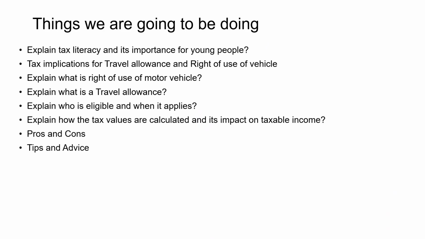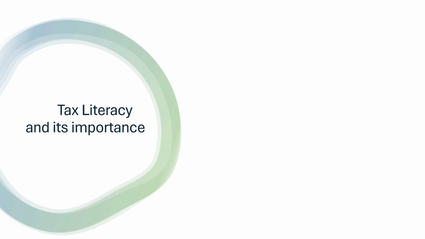Things we are going to be doing today include explaining tax literacy and its importance for young people, and tax implications for travel allowance and right of use of vehicle. Explaining what is right of use of motor vehicle and what is a travel allowance. Explaining who is eligible and when it applies. Explaining how the tax values are calculated and its impact on taxable income. Pros and cons. Tips and advice. Let's dive in. Explain tax literacy and its importance.